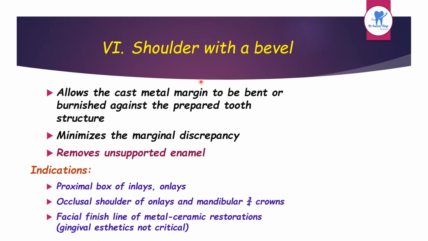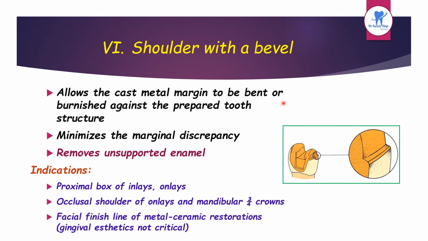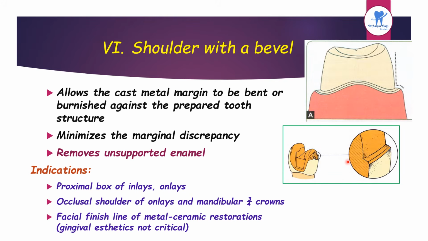And a shoulder with a bevel allows the cast metal margin to be bent or burnished against the prepared tooth structure. It minimizes the marginal discrepancy. It removes the unsupported enamel. And the indications are the proximal box of inlays and onlays, the occlusal shoulder of onlays and mandibular 3/4 crowns, and the facial finish line of the metal ceramic restoration where gingival aesthetics is not critical.